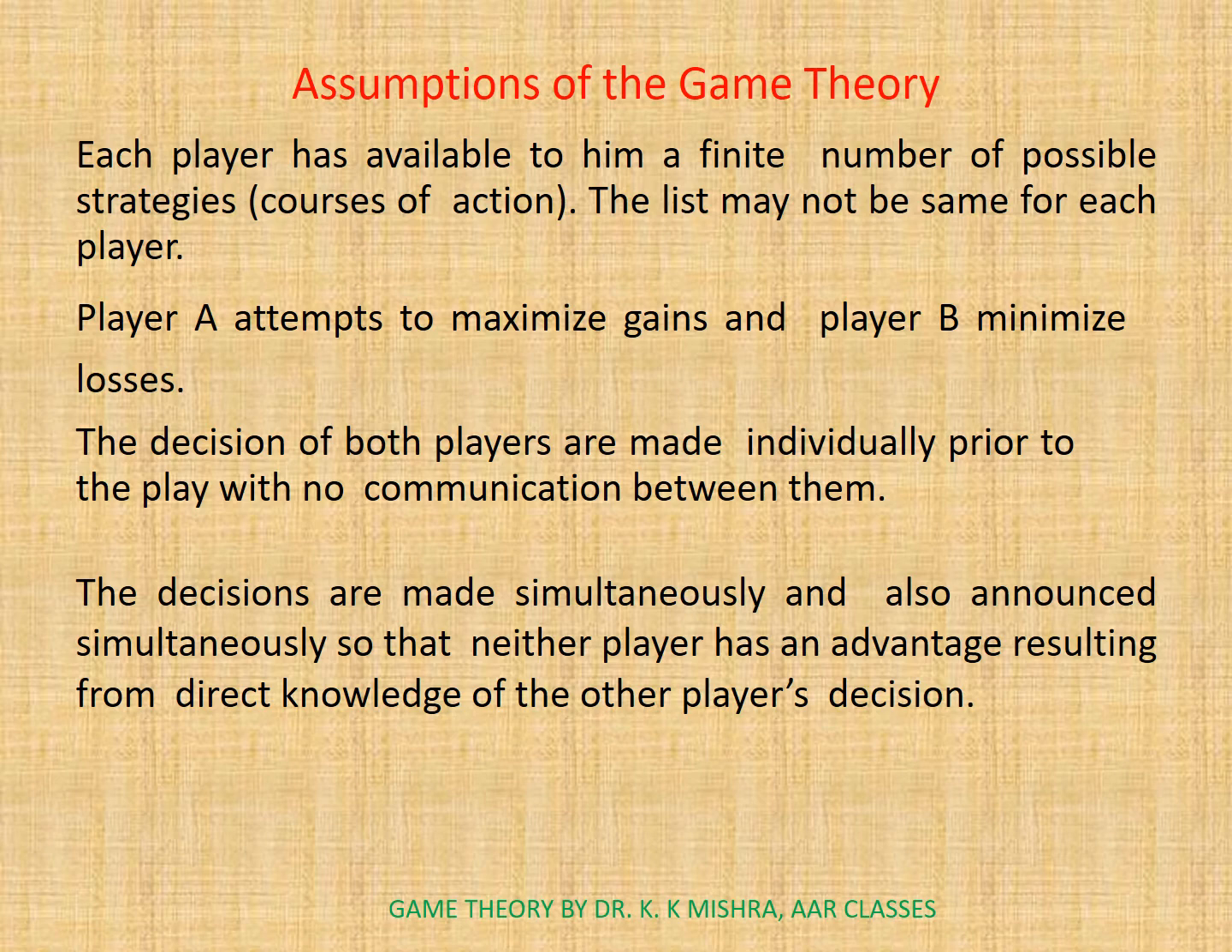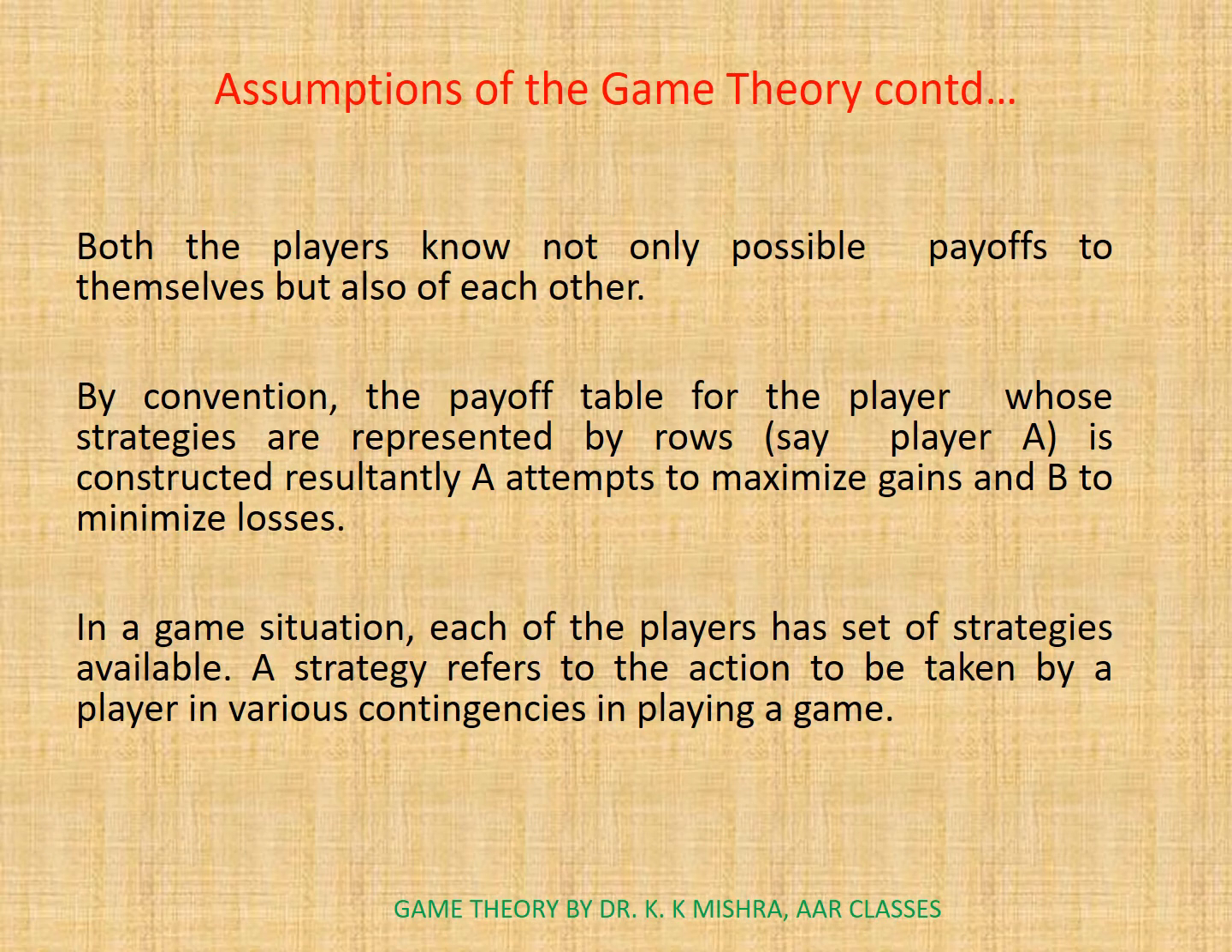The decisions are made simultaneously and also announced simultaneously, so that neither player has an advantage resulting from direct knowledge of the other player's decision. Both players know not only the possible payoffs to themselves but also those of each other. By convention, the payoff table for the player whose strategies are represented by rows, say player A, is constructed accordingly. A attempts to maximize gains and B to minimize losses.